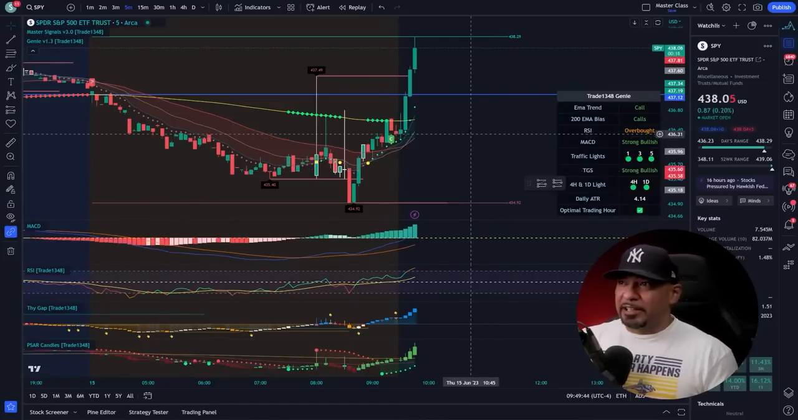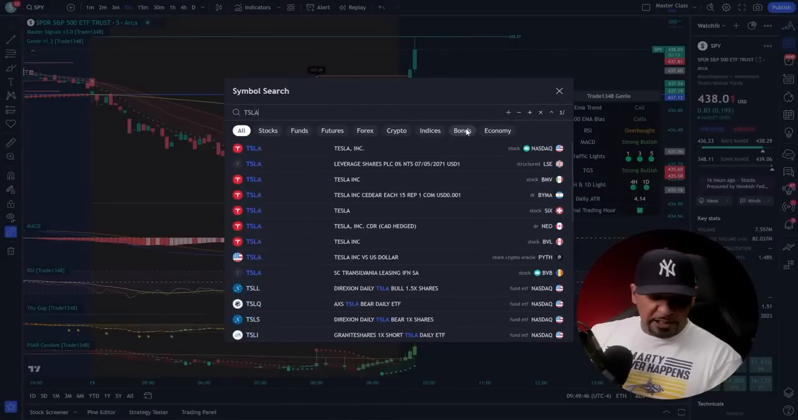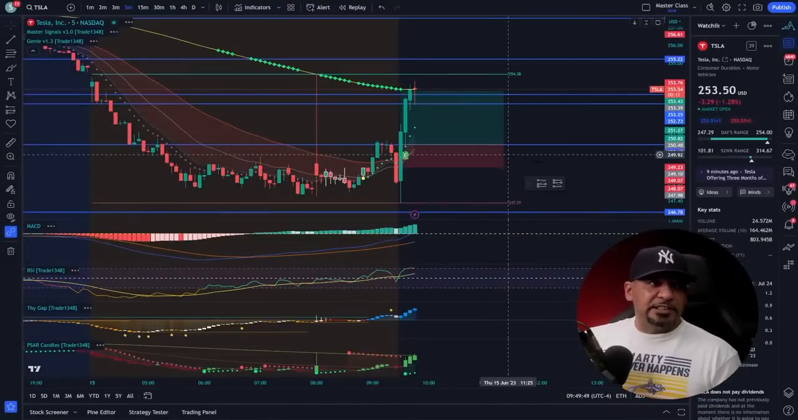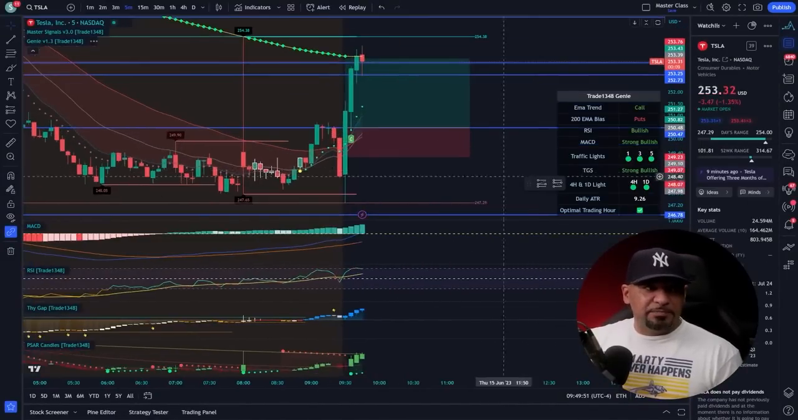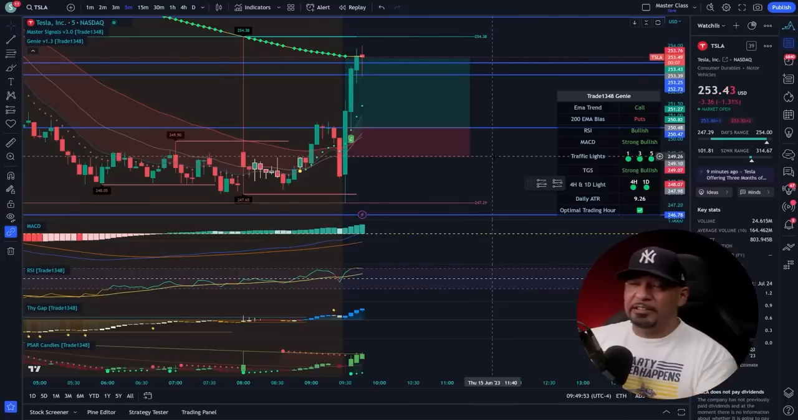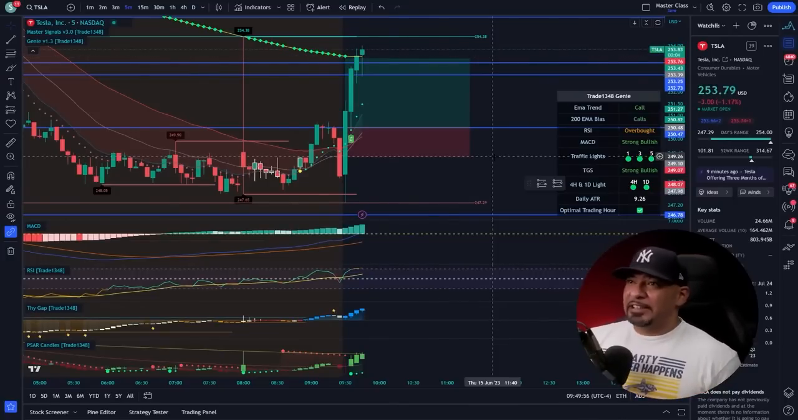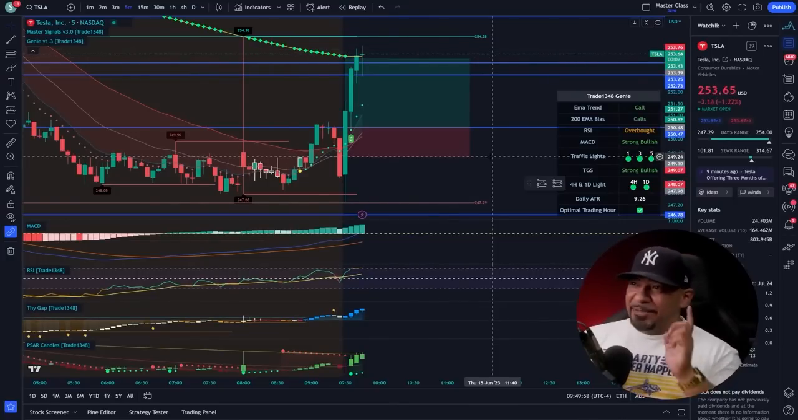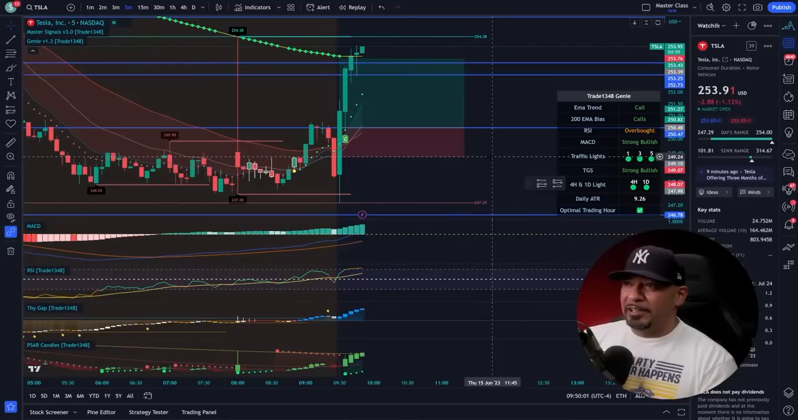Let's go ahead and check out Tesla. How many of you guys are looking for an entry on Tesla? Let's go ahead. Tesla, there you go. Broke the trade design right there. I mean, Jesus Christ. Okay. I'm unstoppable today.